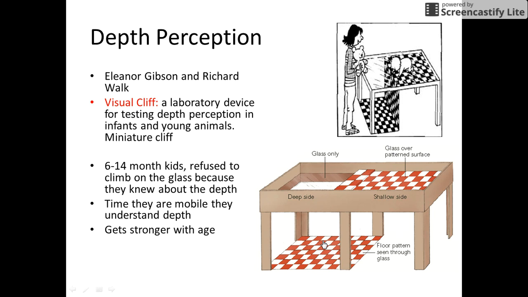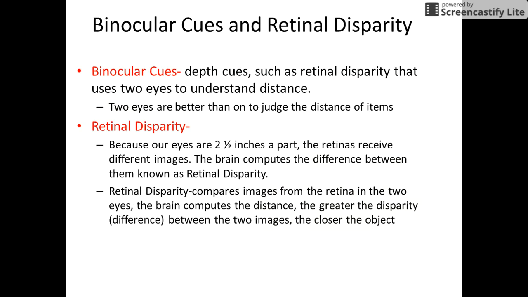Most believed, and they saw through research, that by the time infants are mobile and able to crawl, their brains allow them to understand depth perception. And this only gets stronger with age. So the infants did not try to crawl onto the glass because they understood that there was a depth there and they didn't want to fall. We have 2 different cues: the binocular cues and the monocular cues. The first ones we'll talk about are the binocular cues.